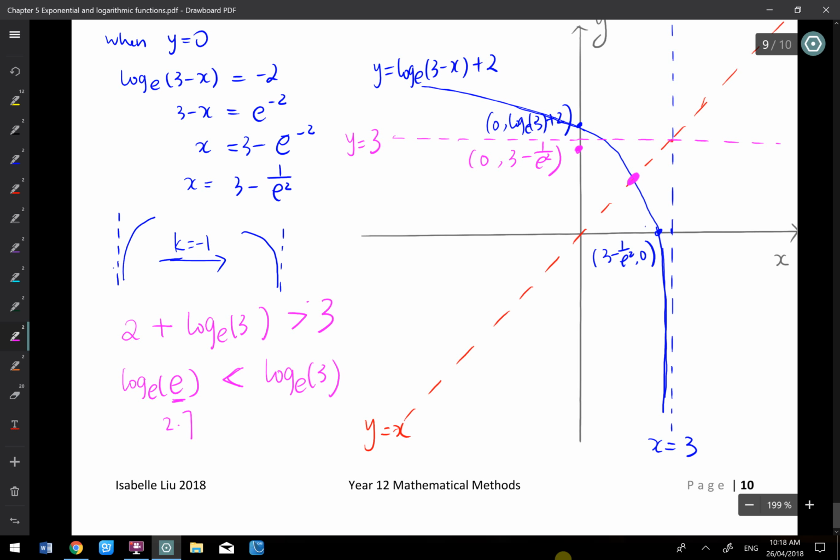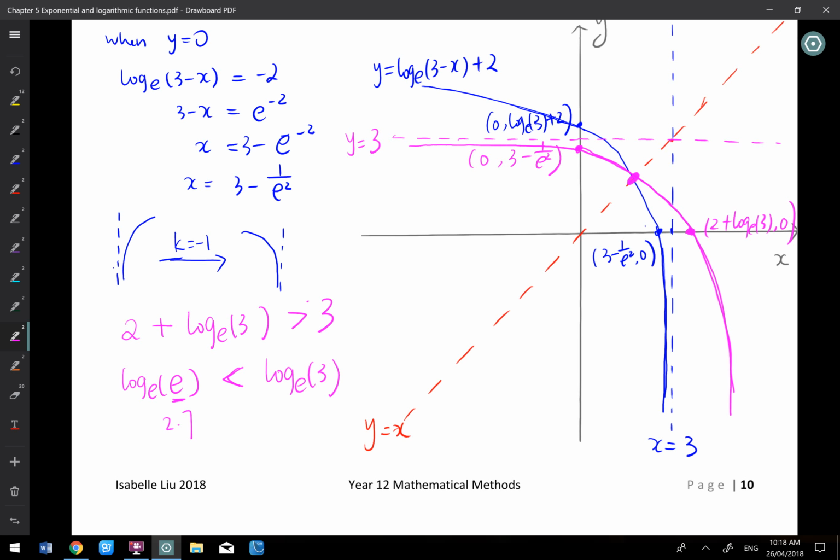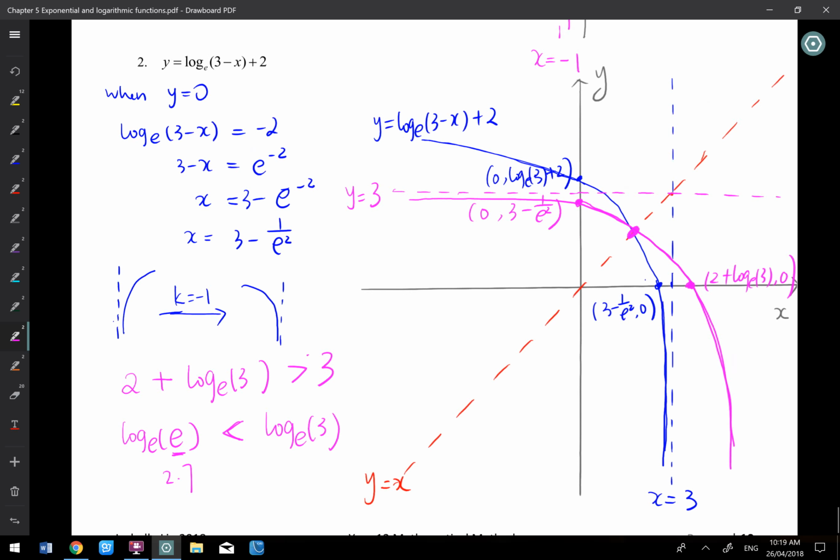Therefore, this point should be here, on the right-hand side of the asymptote. So we know that's an exponential graph, that's the shape of the graph. So 2 plus log base e of 3, comma 0. Can you see it's symmetrical? It's symmetrical, and it passes through the line y equals x, the same point there, where you have the intersection. And then we have 3 minus a bit, comma 0, and we will have 0, comma 3 minus a bit. So that's the inverse function.